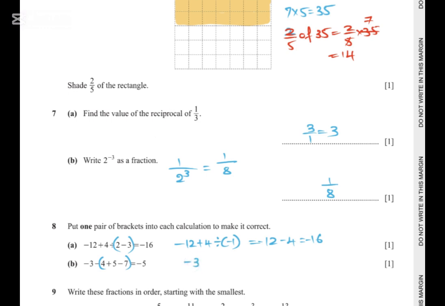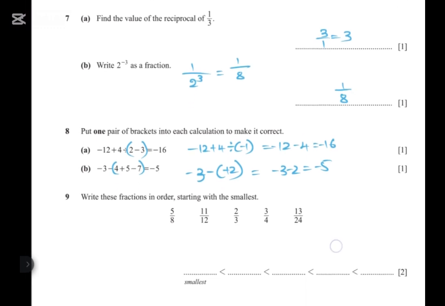So minus 3 plus 2. Minus 3 minus of plus 2. So it is minus 3 minus 2, which is minus 5. So this is the right bracket here.